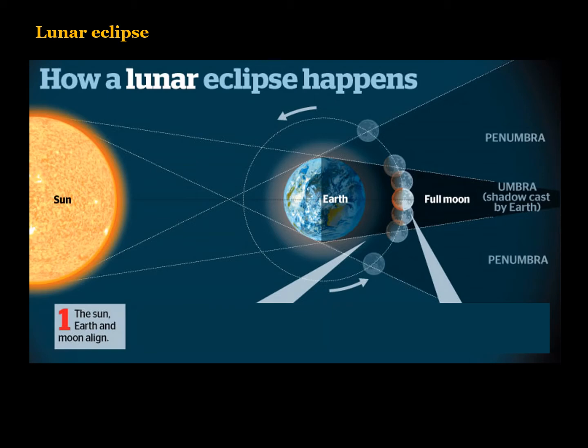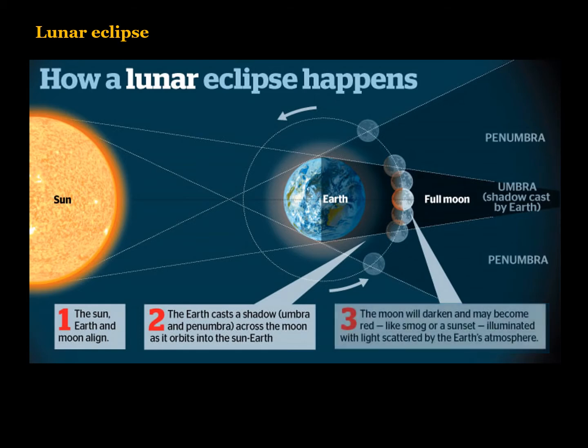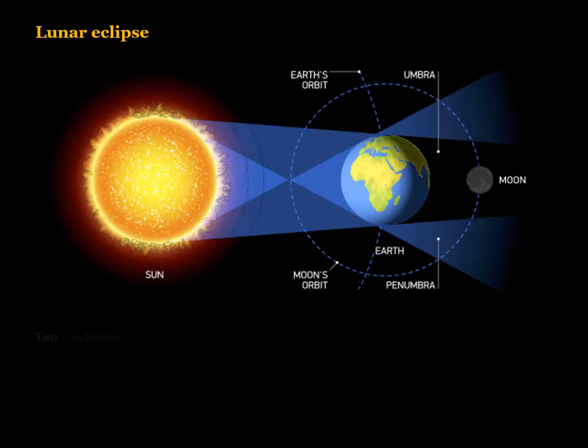First, the Sun, Earth, and Moon align. Second, the Earth casts a shadow, umbra and penumbra, across the Moon as it orbits into the Sun-Earth line. Third, the Moon will darken and may become red like smog or a sunset, illuminated with light scattered by the Earth's atmosphere. Two conditions are necessary for a lunar eclipse to occur.